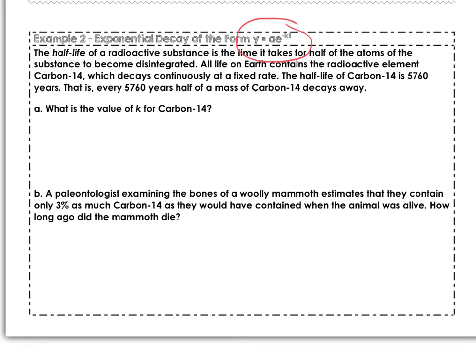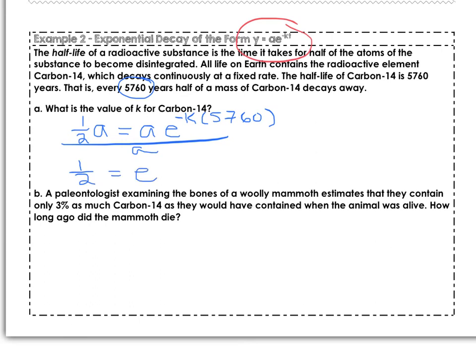Alright, so in this problem, we actually don't know our value for a, and we're just looking to solve for k, okay? Specifically, we're looking for the situation of half-life. So we're going to set our equation equal to 1/2 of our initial amount, a. That's going to be equal to a times e to the negative k. Now the t that was provided was 5,760. Okay? I'm going to divide both sides by a, so we get 1/2 is equal to e to the negative k times 5,760. To get rid of an e, I'm going to take the natural log of both sides.